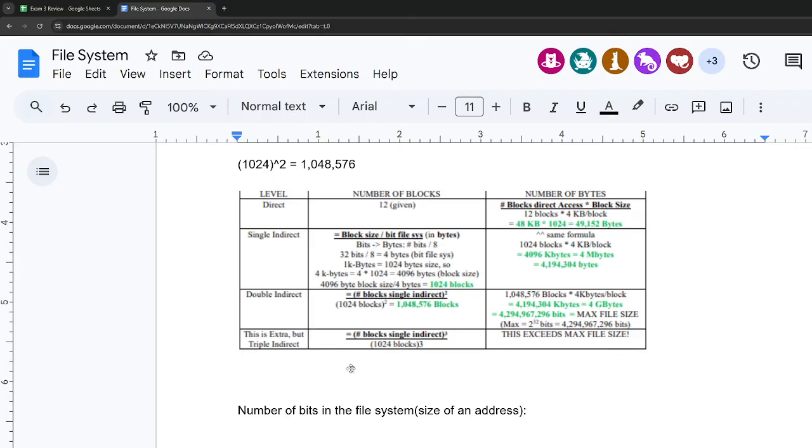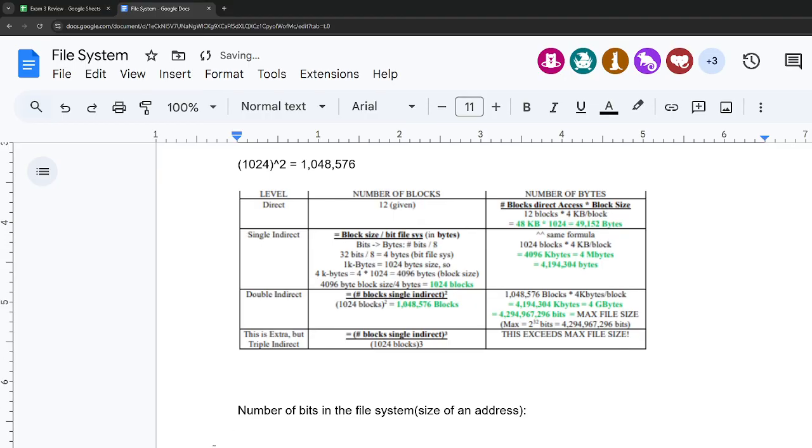All right, now we'll move on to the second part of the question, the number of bits in the file system. One thing to remember: a block is 4096 bytes, and it can store 1024 addresses. So we know the size of each address is 4096 divided by 1024, which is equal to 4 bytes.